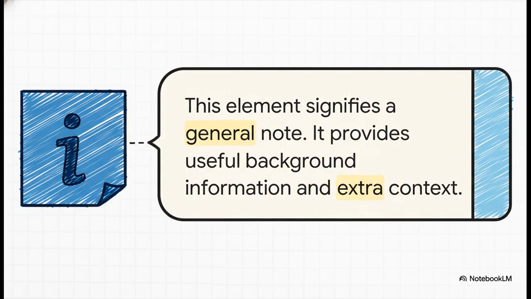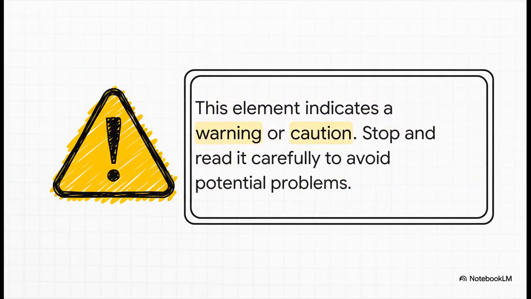Then there's the blue note element. This is kind of like a helpful little sidebar conversation. It's not a critical command or some scary warning. It's just providing some useful background, a bit of extra context, or maybe an interesting fact to help you understand the main topic a little better. And finally, we have the yellow light. When you see a warning or caution block, you need to stop what you're doing and read it carefully.